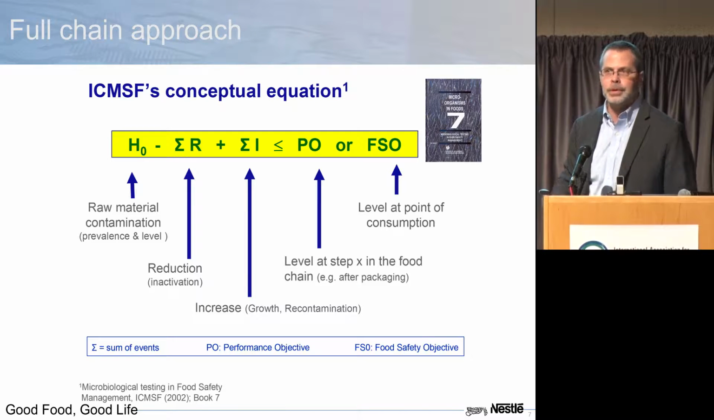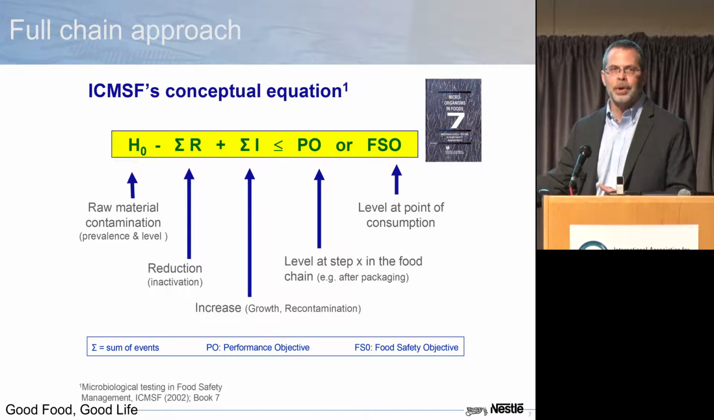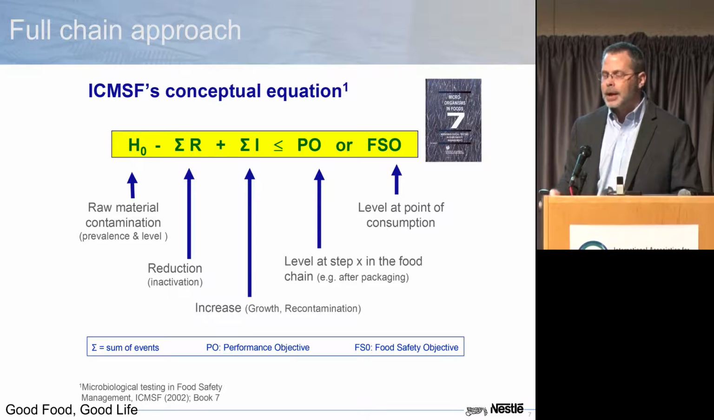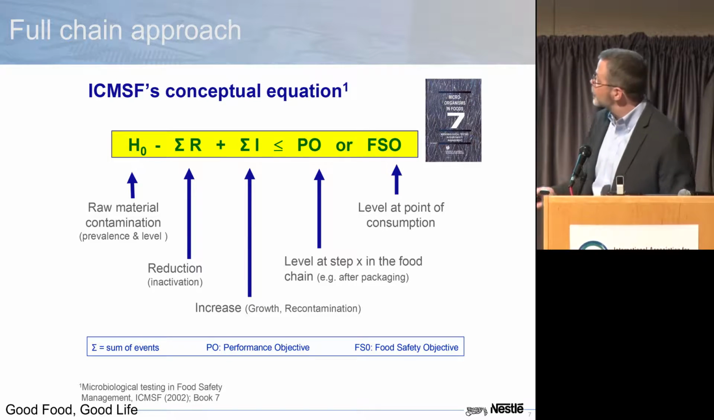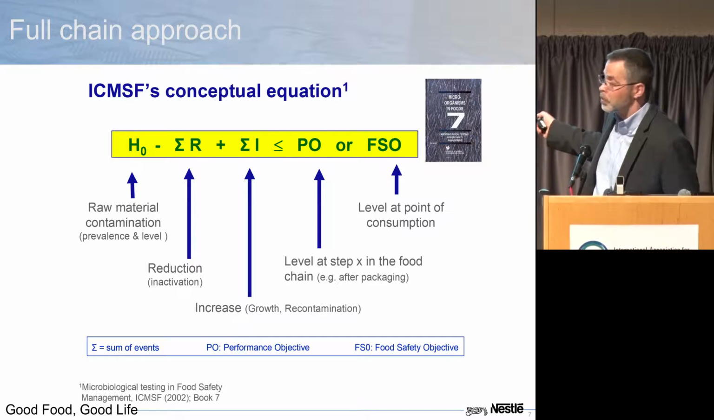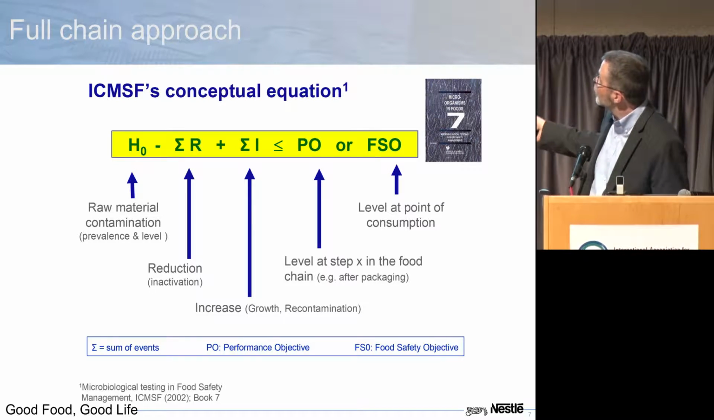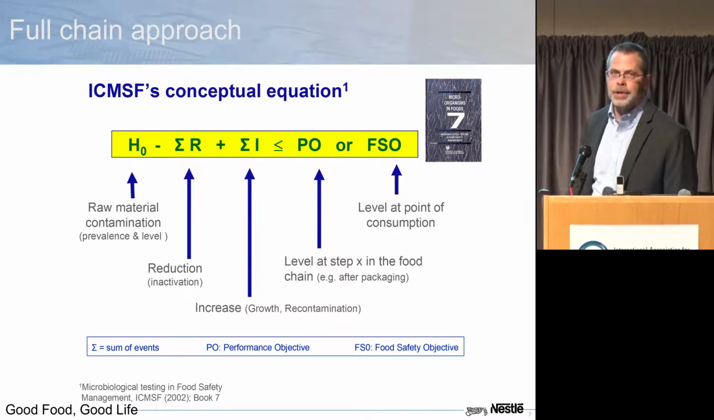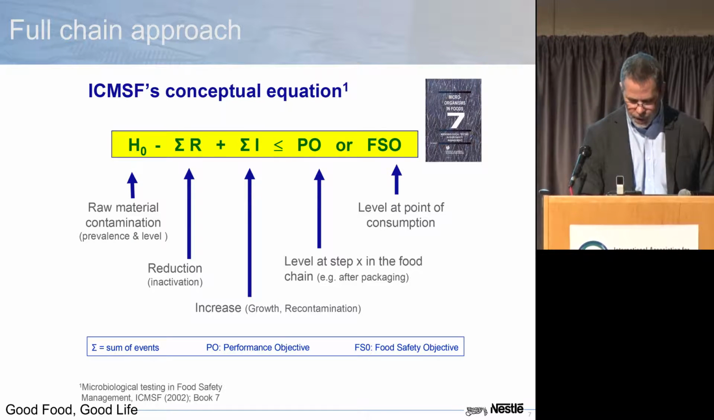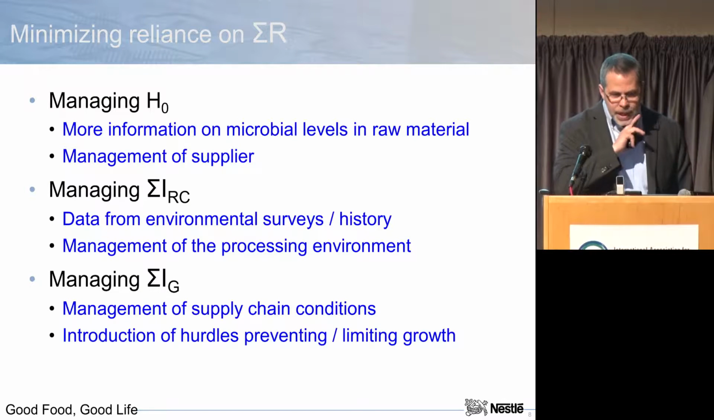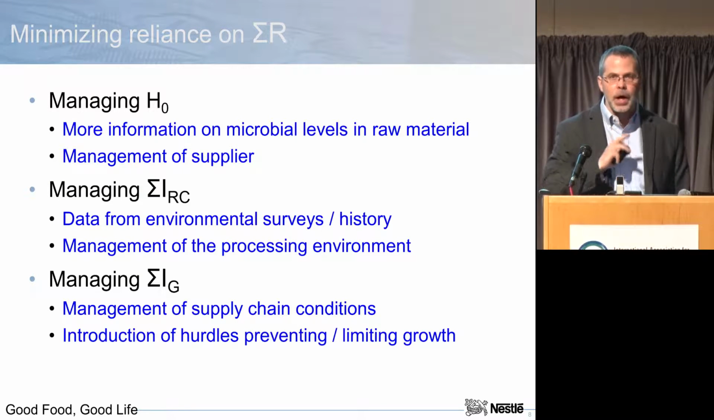That could be growth. Say I've got steps in my process where growth can occur, maybe I'm holding a batter for a period of time in my operation, or maybe I've got some steps with semi-finished product before actually making the finished product. If growth can occur, or something we look at that's very important, recontamination risk from the environment, I need to take those into account, and I need to make sure that all of these factors working together are less than or equal to what I've established my process must achieve as a performance objective for food safety. So there's things that we can do to minimize the reliance on reductions.